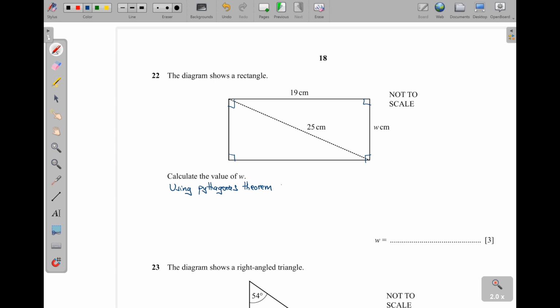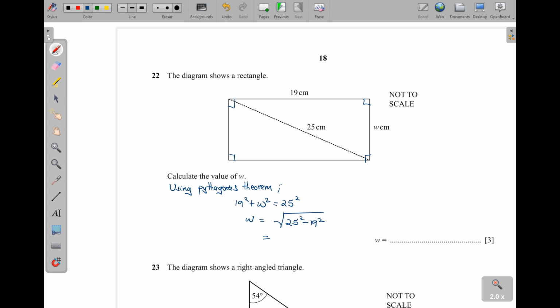we can have 19 squared plus w squared is equal to 25 squared. So the two sides which are perpendicular are the ones that we square, we add them, and then we equate to the square of the longest side, which is the hypotenuse. So w is therefore going to be the square root. You bring 25 squared, which is 625, then minus this 19 squared.